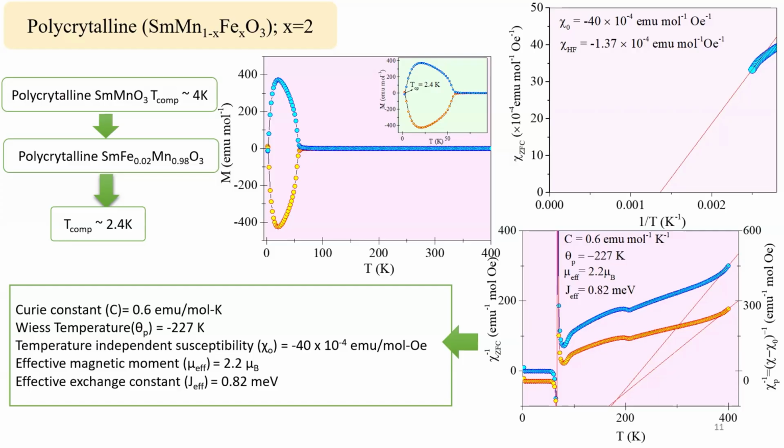Then we can clearly see our effective magnetic moment and exchange constant are also tuned when we dope the Fe, which clearly changes our Weiss temperature from minus 187 to minus 227 Kelvin. The effective moment is around 2.2 Bohr magnetons, and the exchange constant is tuned by 2% to 0.82 milli electron volt.